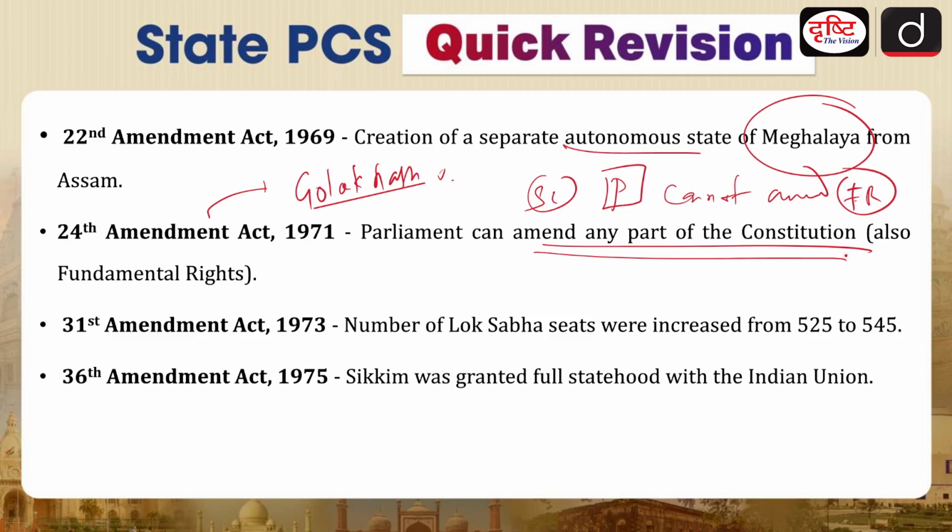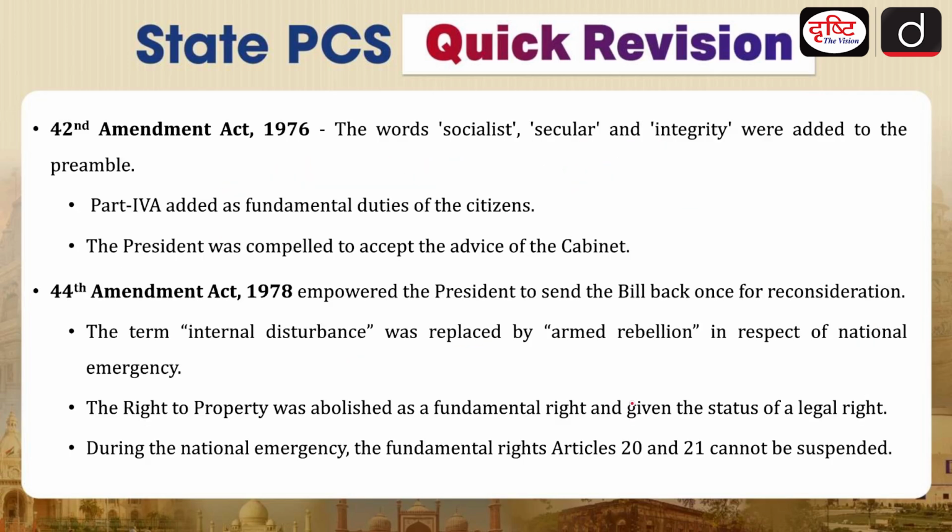After that, the 31st Amendment Act 1973, the number of Lok Sabha seats was increased from 525 to 545. Then the 36th Amendment 1975, Sikkim was given full statehood in the Indian Union. The 42nd Amendment is also called the mini constitution. Please remember that.